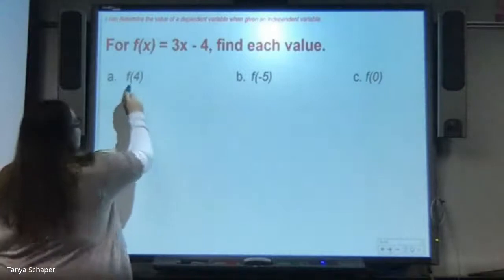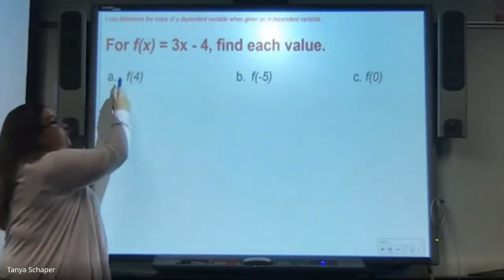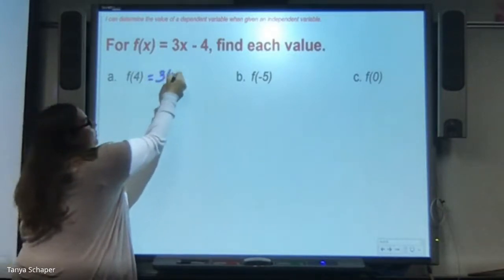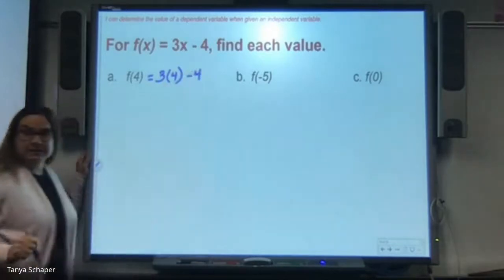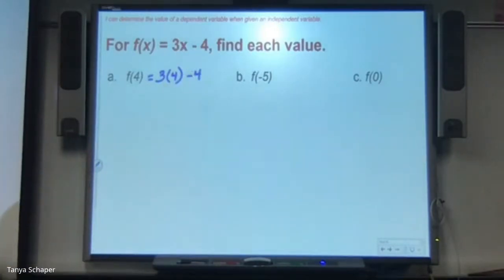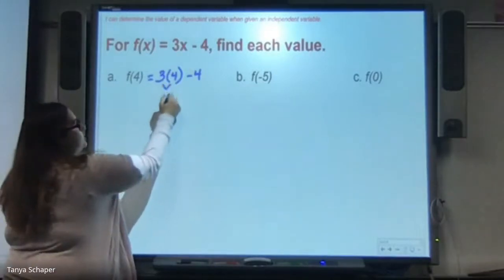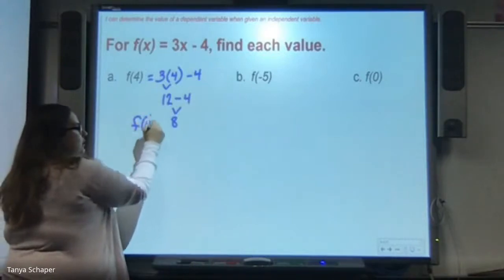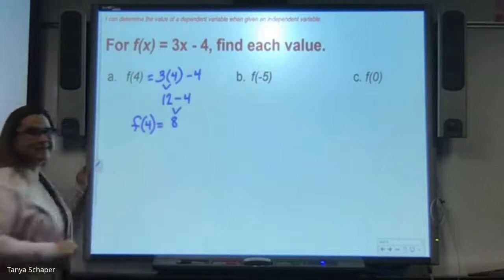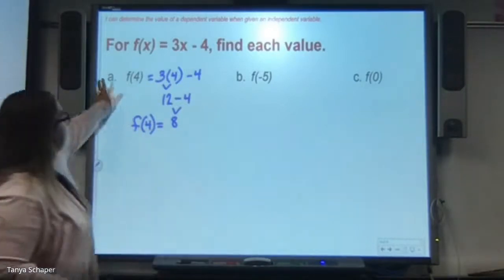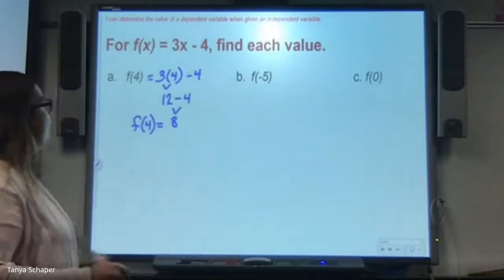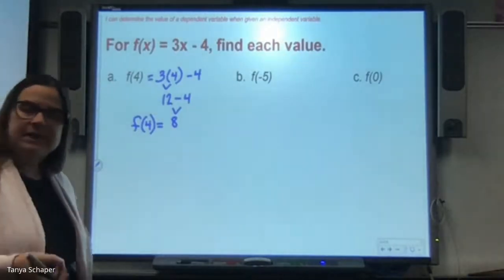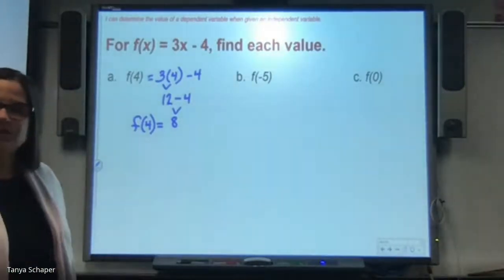So what we're saying here is we want to find the value of the function when x is 4. And so I would put in the value of 4 for x. So it becomes 3 times 4 is 12. 12 minus 4 is 8. So the value of the function when x is 4 is 8. This is a condensed way to write find the value of the dependent when you know the independent is 4. It's just a condensed way to write it.